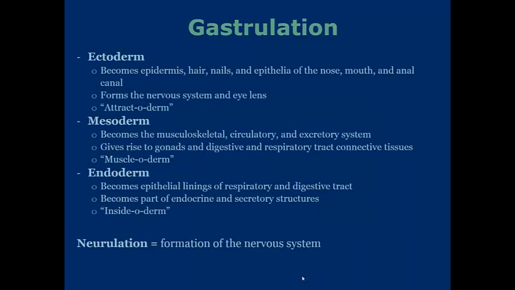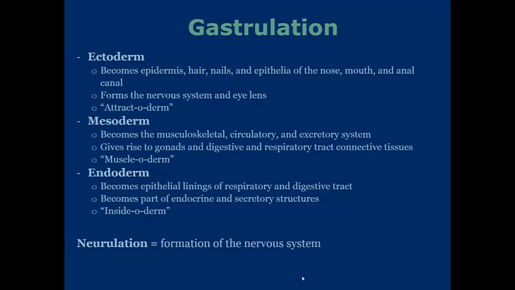Gastrulation leads to the formation of three germ layers, which generate different parts of the organism. The ectoderm becomes the epidermis, hair, nails, and epithelia of the nose, mouth, and anal canal. This also forms the nervous system and the eye lens. A really common way you can remember the ectoderm is calling it the attractoderm, because it's generally things that we find attractive in others.